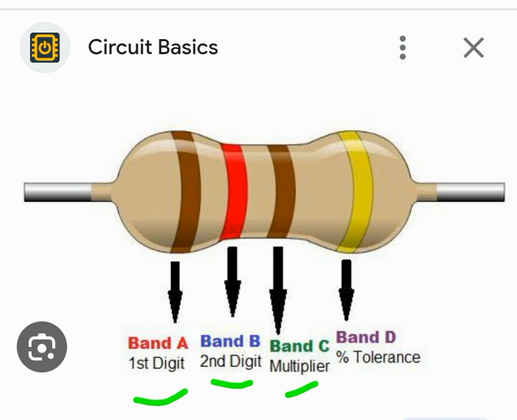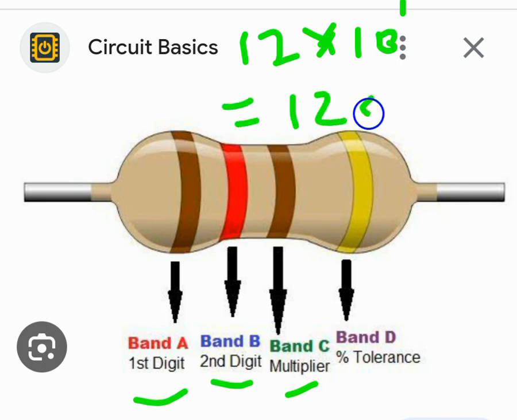So you have a brown color, so brown has a value from the table of 1. You have a red color, red has a value from the table which is 2, and the brown is the third color again here, so it has a multiplier of 10 to the power 1. So 12 into 10 to the power 1 will be the value. So 10 to the power 1 is 10. So 12 into 10 is the value of the resistor, that is 120 ohm.